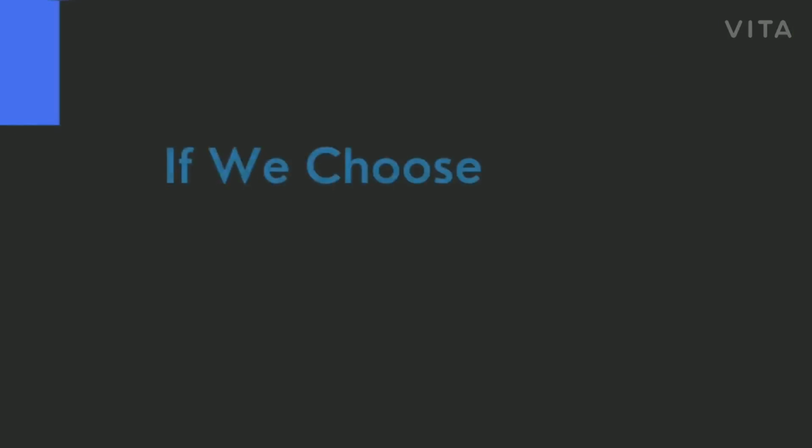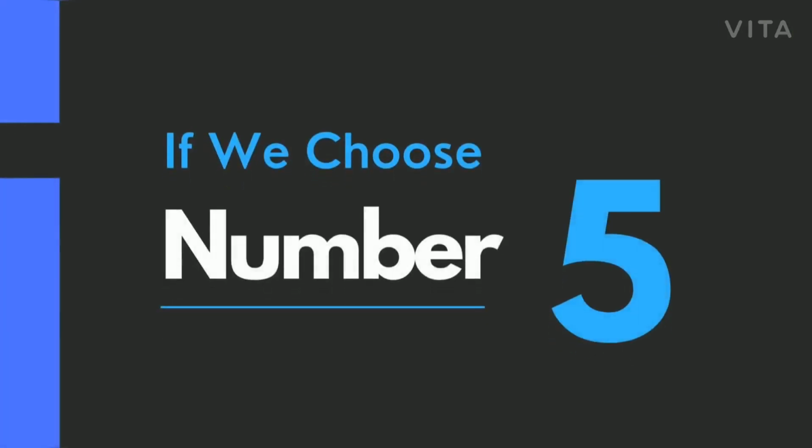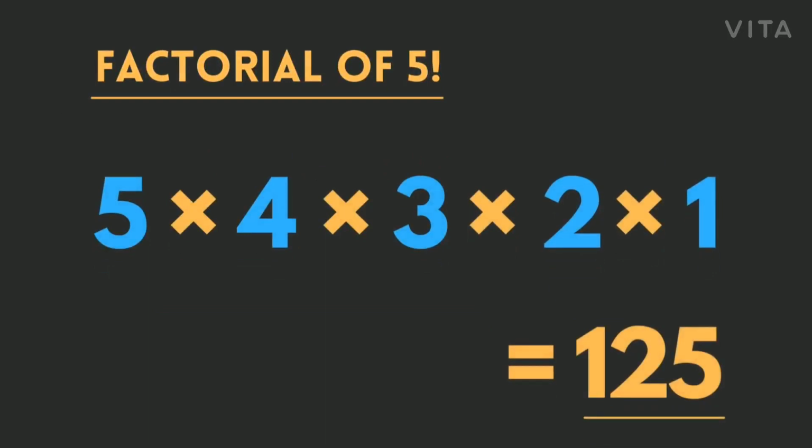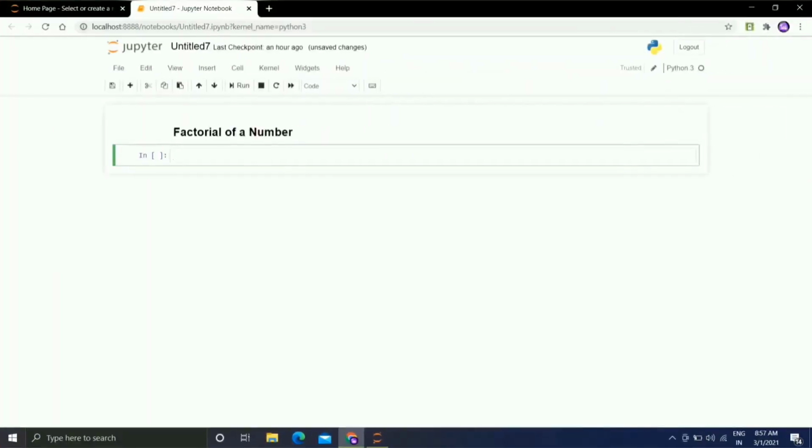Again, take another number. If we choose the number 5, then the factorial of that number is 5 times 4 times 3 times 2 times 1 equals 120. Actually, factorial means that the number you want to get the factorial of has to be multiplied by the number before it until it reaches 1. I will explain this to you through an example.